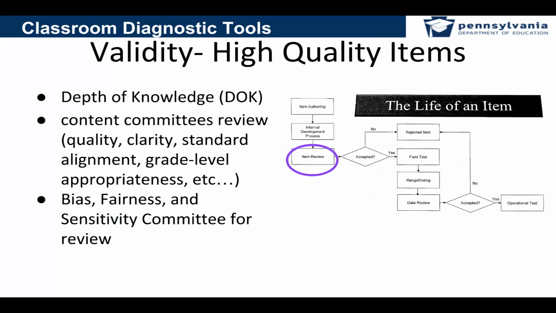Another aspect of validity is the depth of knowledge of the questions. Content committees review the questions for quality, for clarity, standard alignment, grade level appropriateness, as well as there is a bias, fairness, and sensitivity committee reviewing each and every question. So in the life of an item, whether it's a PSSA item, a Keystone exam item, or a CDT item, this flowchart is followed, and there is a review that happens for every single item, and the committees either accept it or pass it on.